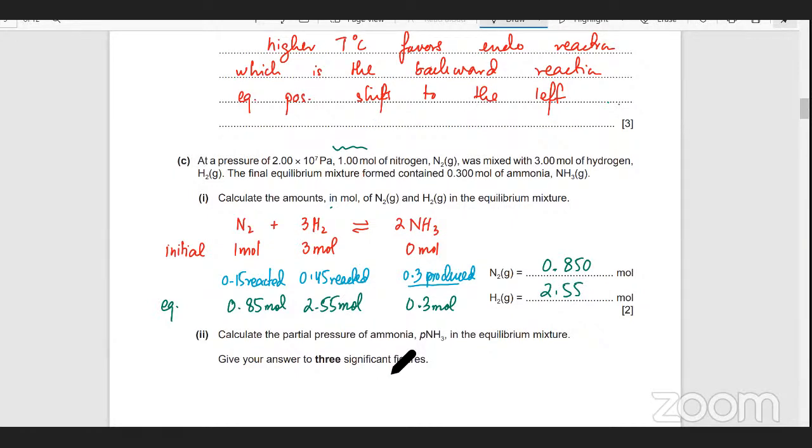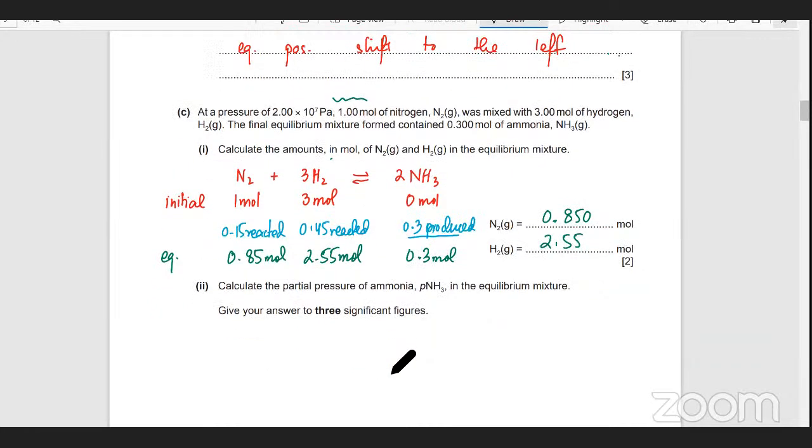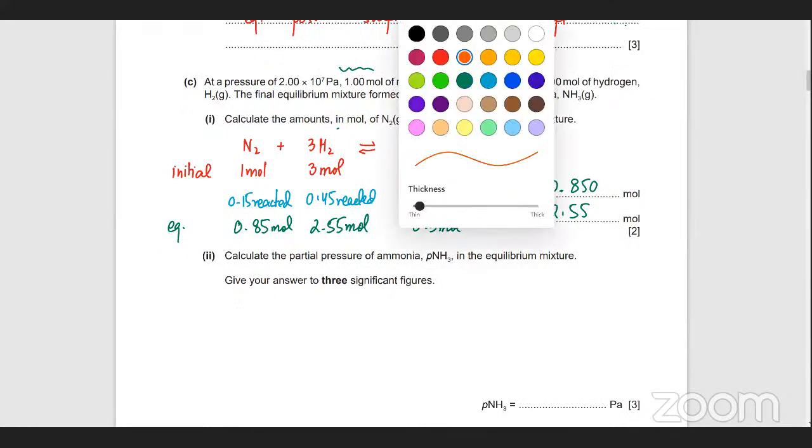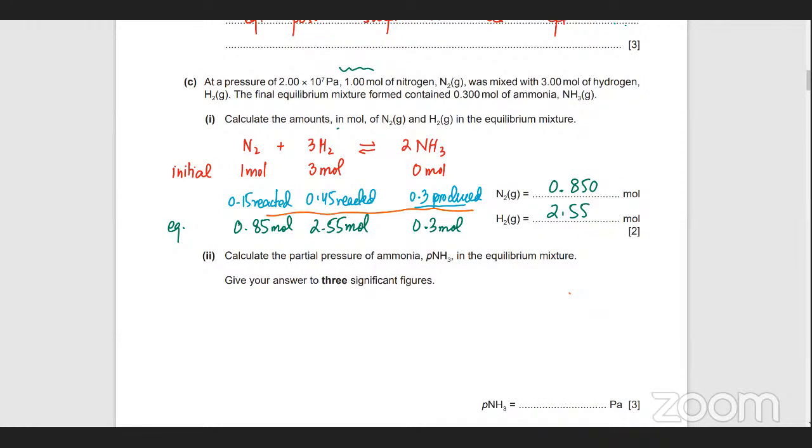Now the next thing is to calculate the partial pressure of NH3. So you have your pressures now. The total pressure that's given is 2 times 10 power 7. So how do you find the pressure due to NH3? The partial pressure due to NH3 is going to be the mole fraction of NH3 multiplied by the total pressure. Now the mole fraction of NH3 is 0.3 moles divided by the total moles.